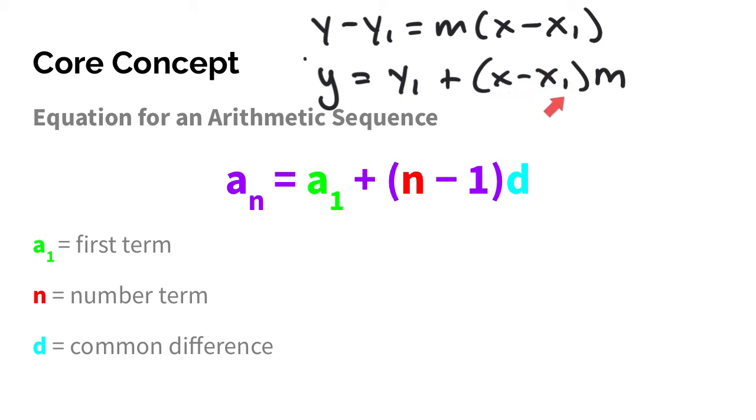Okay, x1 in this case is going to represent the number 1. y1 here is going to represent my very first term. I'm sorry, I said that wrong. And then my y value here would be any random term. So a sub n represents the nth term.